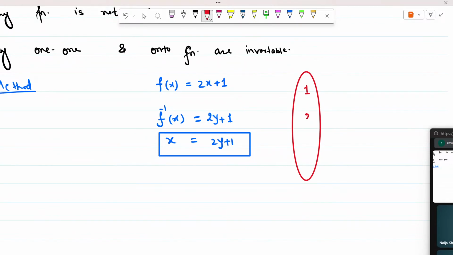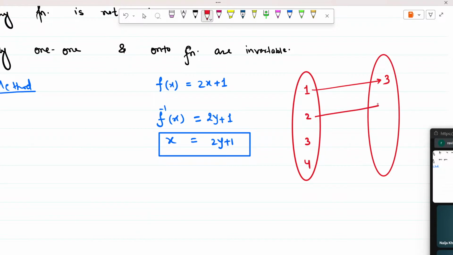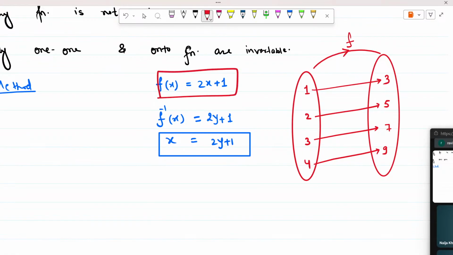Suppose I have 1, 2, 3, and 4, and this is the mapping. 1 will be mapped to 3, 2 will be mapped to 5, 3 will be mapped to 7, and 4 will be mapped to 9. See, this is your rule f. I have this mapping as per this rule. You can verify. Am I right? So this is your f of x. You have taken the input and you have done this processing.